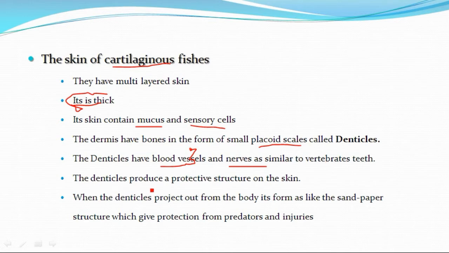The denticles produce a protective structure on the skin, meaning they give a hard structure to the cartilaginous species. When the denticles project out from the body, they form a fan-like structure on the body, and this fan-like structure gives protection from predators and injuries.